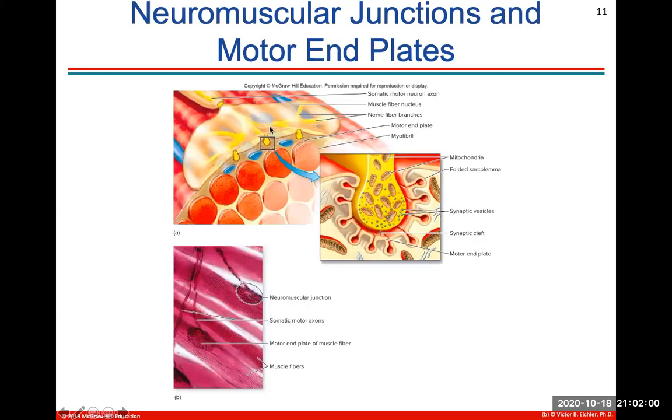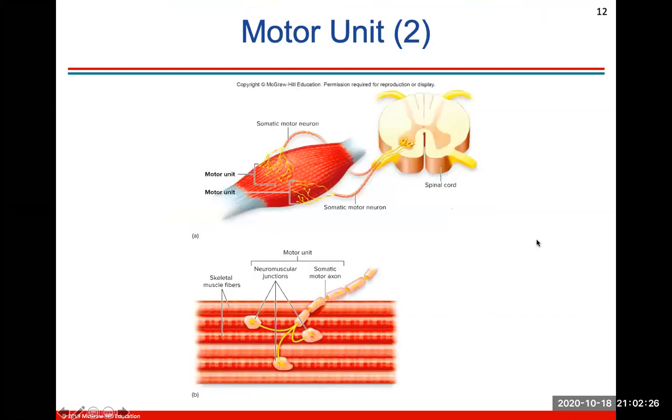So this is a look at a neuromuscular junction and the motor end plate. You should be familiar with this. So these are branches of the motor neuron coming out. Here's the folded sarcolemma, which contains kind of this branch of the motor neuron. You have synaptic vesicles containing acetylcholine, which will be released across the synaptic cleft and bind to receptors on the motor end plate. So that is how we stimulate a muscle.